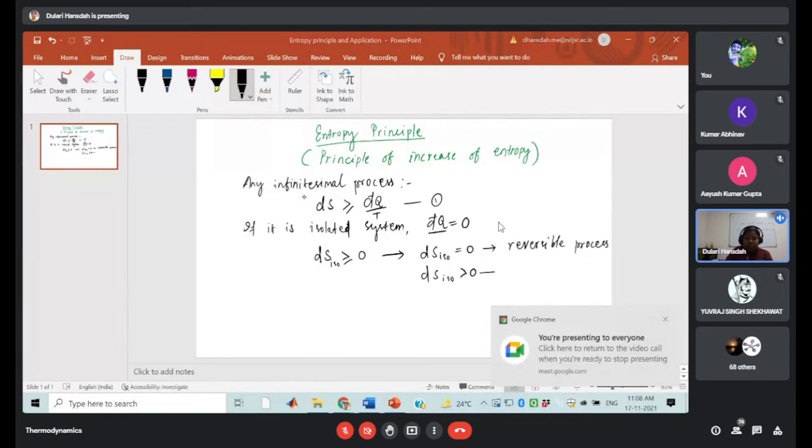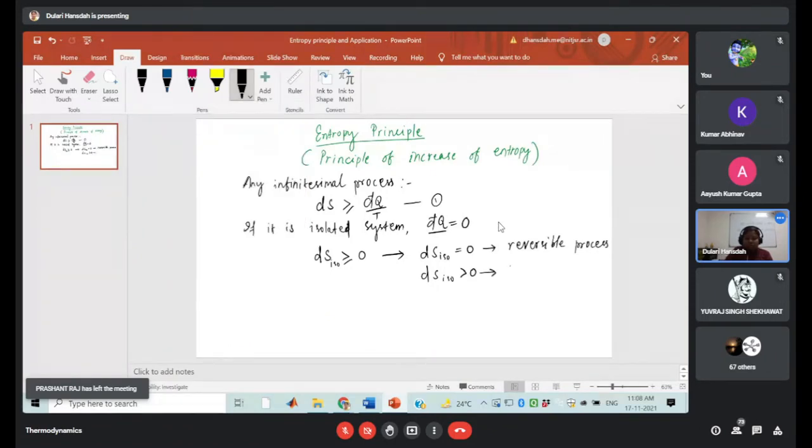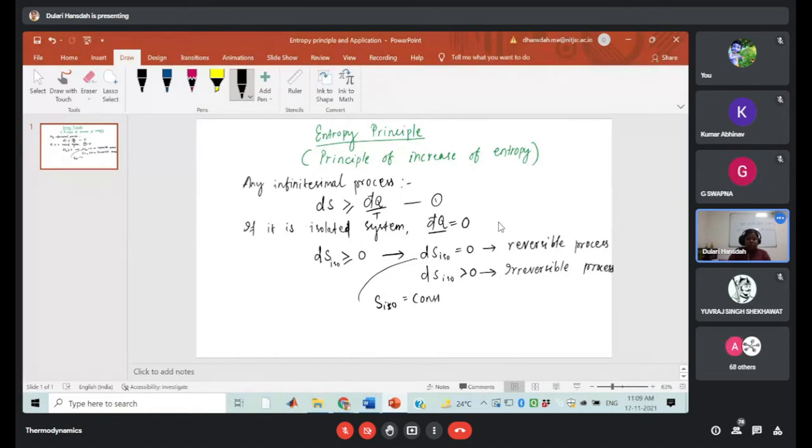and it will be applicable for the irreversible process. Okay, so this ds iso is 0 means if you take the integration of it, then it will give S iso is constant. That is, your entropy will be constant in the case of your reversible process. It will be maximum when it is constant; it is also the maximum point at which the entropy will remain constant.